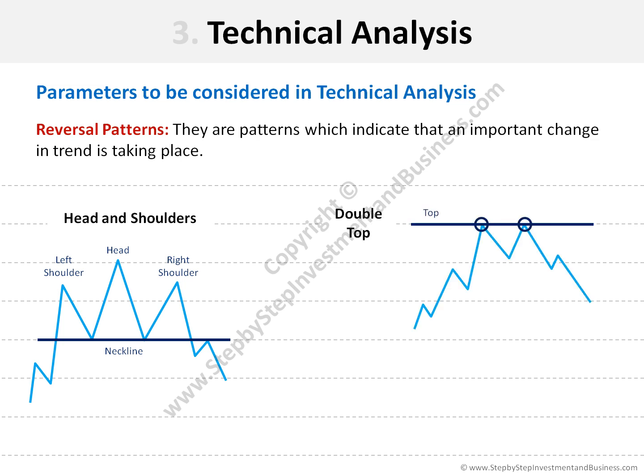Another reversal pattern is the one called double top. In this pattern, the stock has two peaks at approximately the same level. In contrast, the pattern called double bottom has two lows at approximately the same level. This pattern is just a mirror image of the double top.